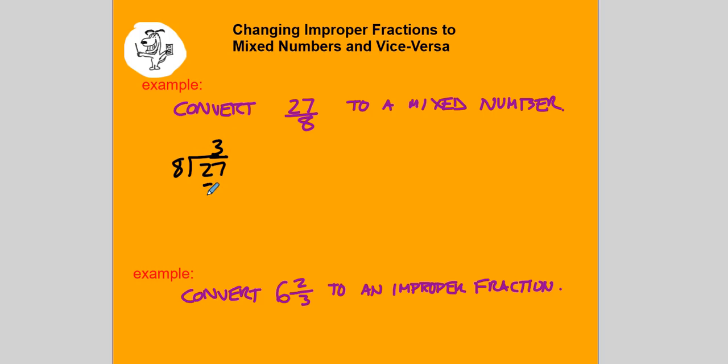So 3 times 8 is 24. We get remainder 3. So my answer is 3 whole parts. My fractional part is eighths, and I have 3 fractional parts there. So the answer is 3 3/8.